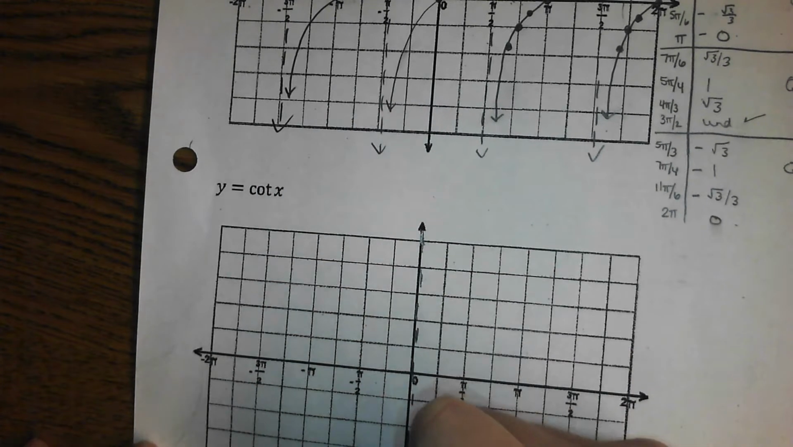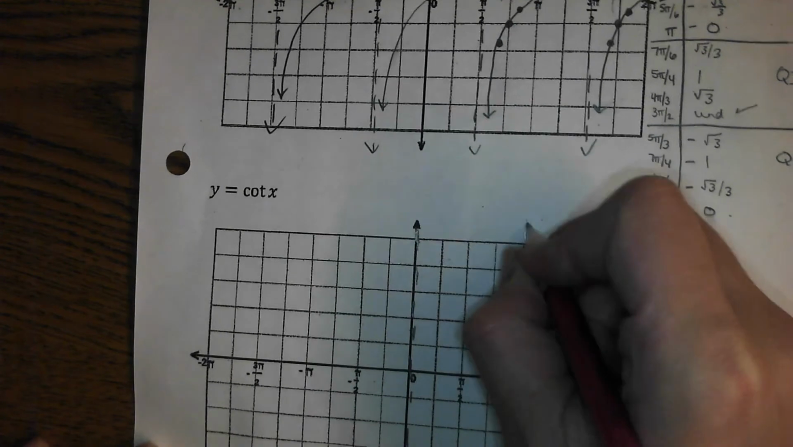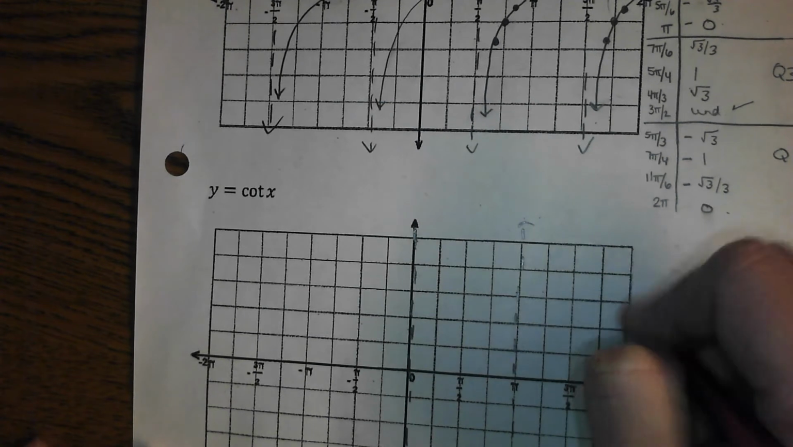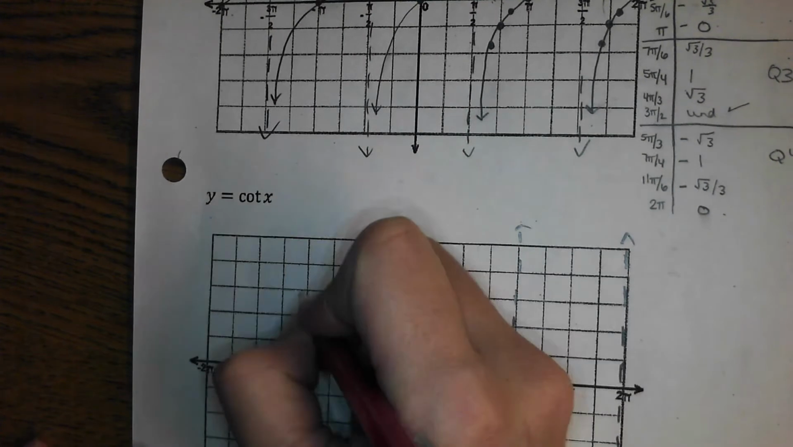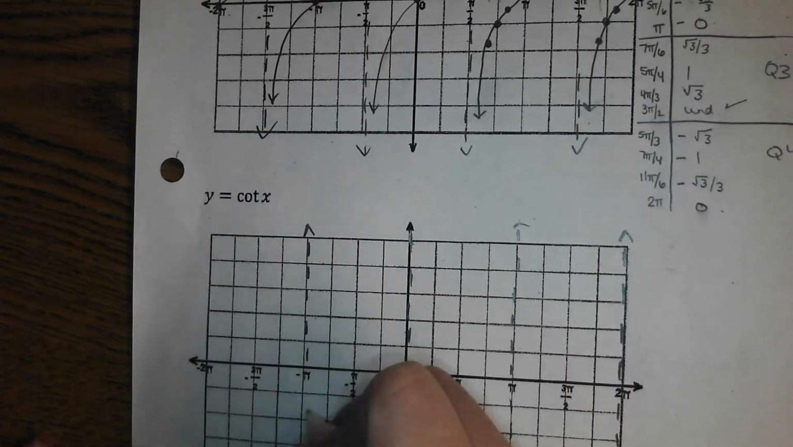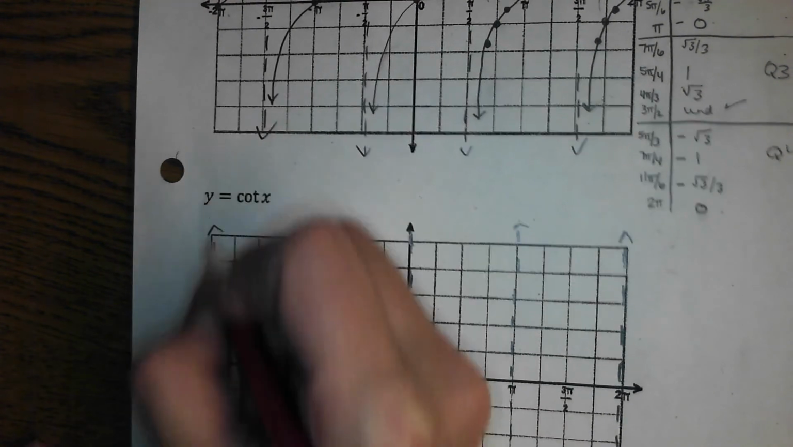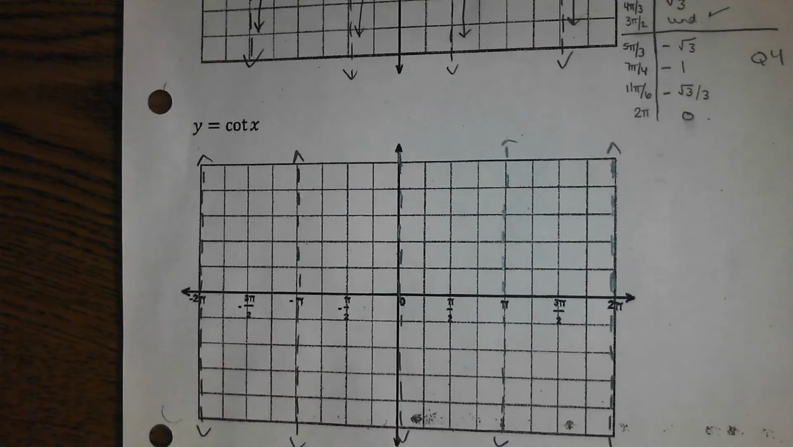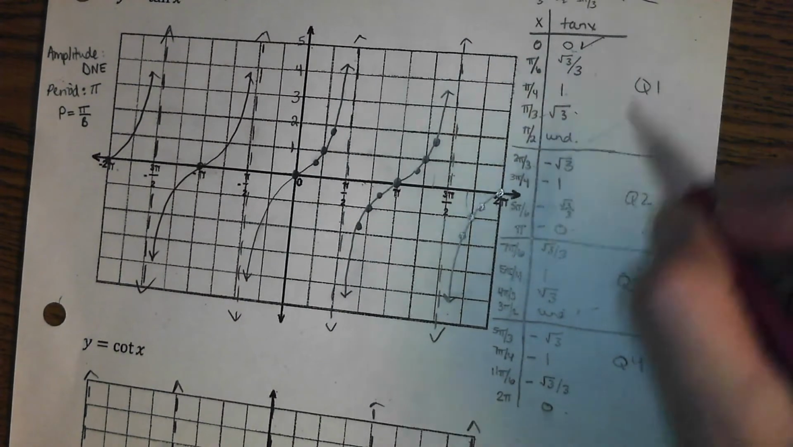So that's going to be at 0, at pi, at 2 pi, at negative pi and negative 2 pi. So that really reciprocates all of the zeros.